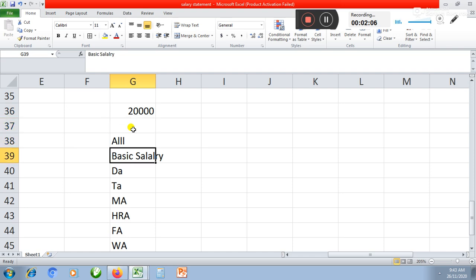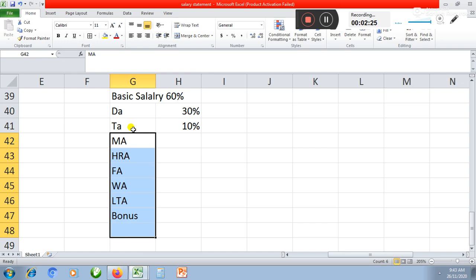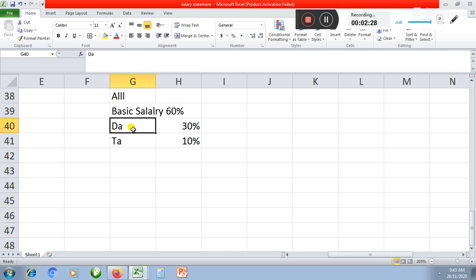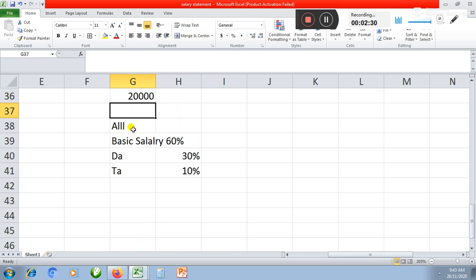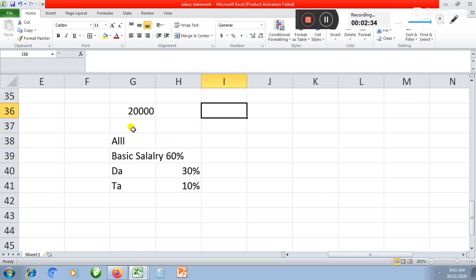Now how is this salary divided? Every company will have certain percentages. For example, the company is giving you basic salary 60% of the salary. Then DA, suppose 30% of the salary. And traveling allowance is 10% of the salary. And you are not getting all these things. You are getting only basic, DA and TA. Basic is 60% of the salary, DA is 30 and so on. Now how will you calculate this? How will this 20,000 be divided?